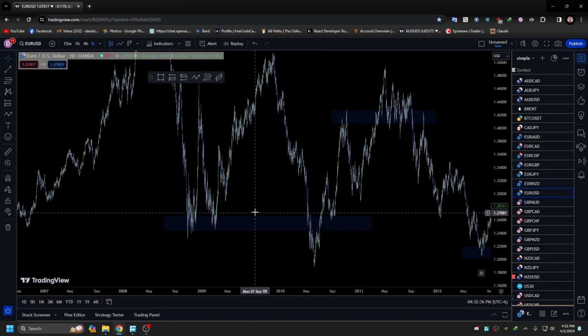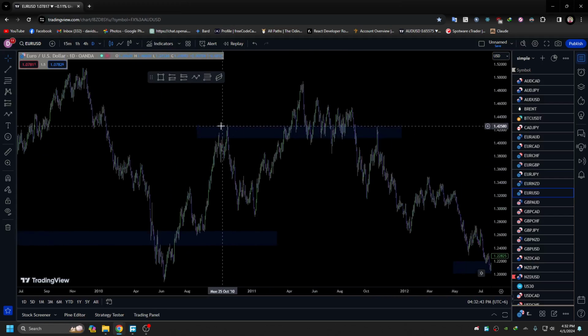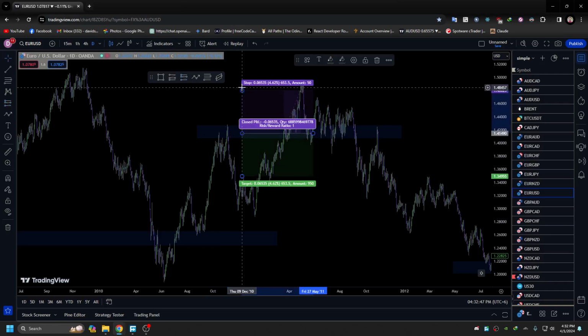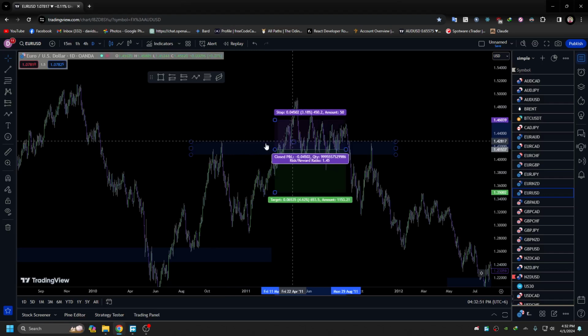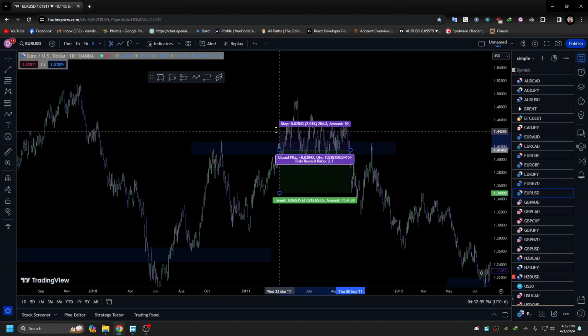Supply and demand, it doesn't work. If you look at this, you'll see there's resistance, right? What do you do? Price goes there, you sell, right? This is the idea. Price comes here, you sell. You put your stop loss.